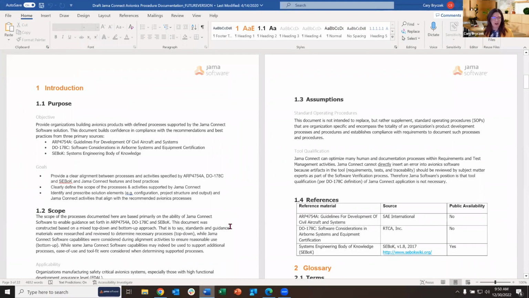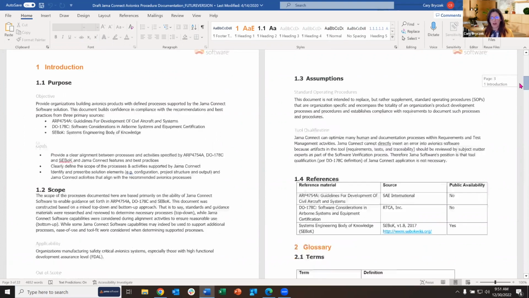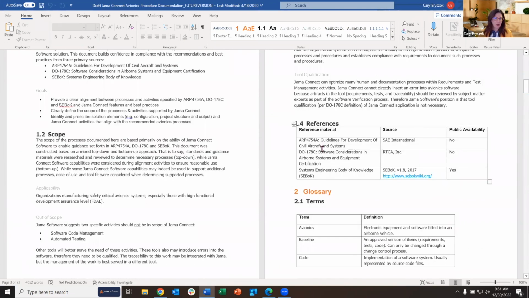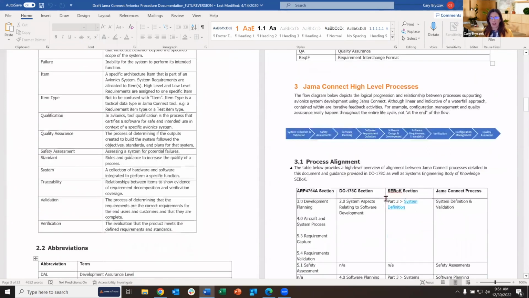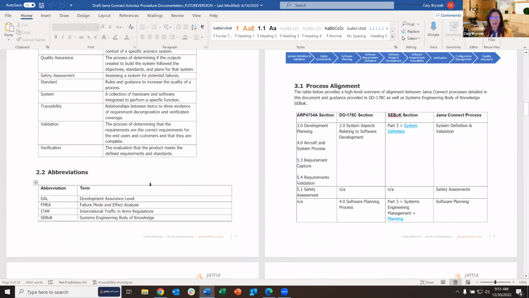Our templates are not just pre-configured in Jama itself, which is very nice, but it also comes with a user guide. How do you use Jama itself to follow this? This one is an airborne systems process guide. How do I make sure that I really am following ARP 4754 and DO-178? How do I use the system? So from a high level process standpoint, we have these process guides that make it really easy.